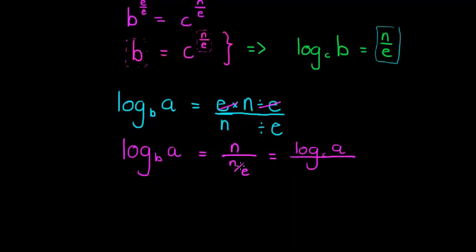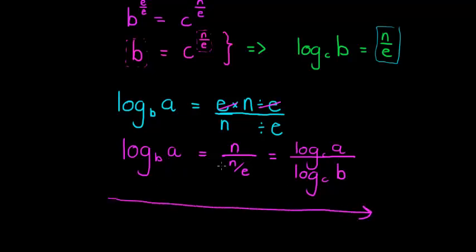And the denominator is N over E. And that's what I have here. N over E is the exponent I should give C to get B. So N over E is log base C of B. And there I go. This is my proof. Here I have the proof that log base B of A is the same as taking log of a different base of the original input divided by log of a new base with the original base as an input.